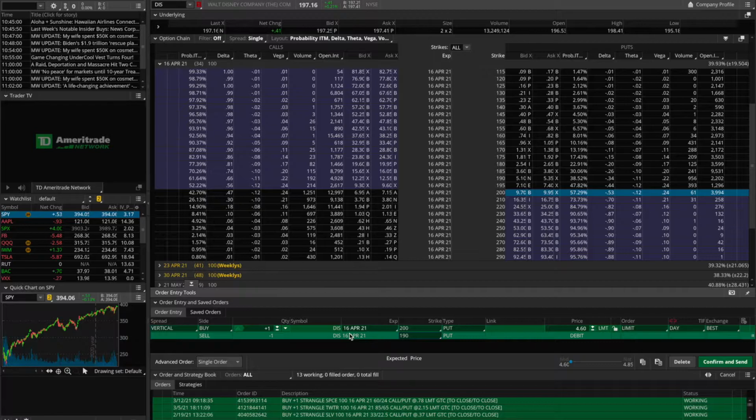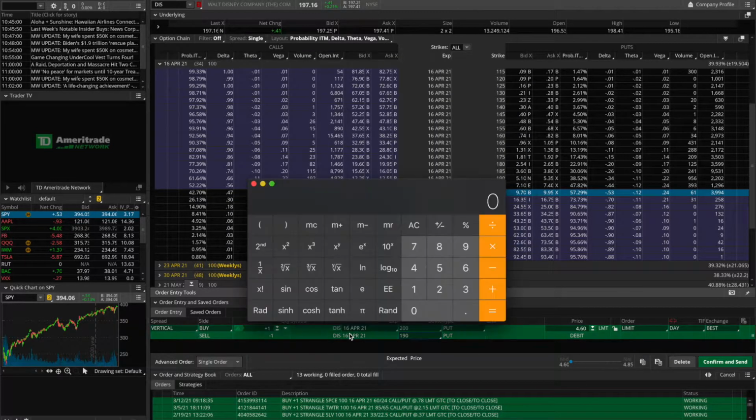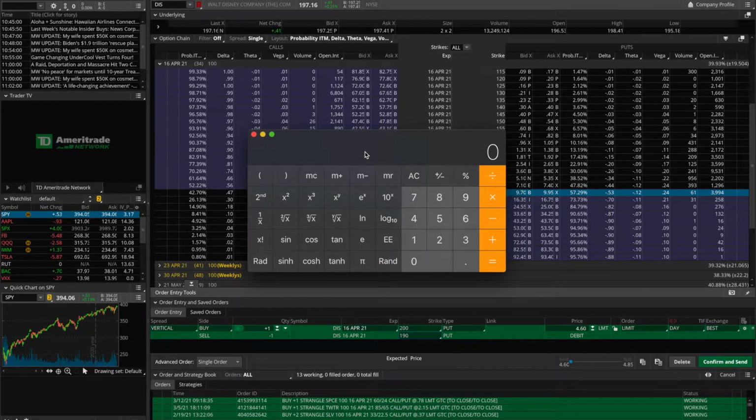Because for example, and I'll pull up the calculator here so you can see this more clearly, if Disney ends up instead at $195.39 by the expiration date, then taking 200 minus 195.39, that is my overall profit on a per share basis. I make $4.61 per share times 100 shares. That's an overall profit of $461. Then subtracting the $460 I paid for this position, that leaves me with an overall profit of only $1.